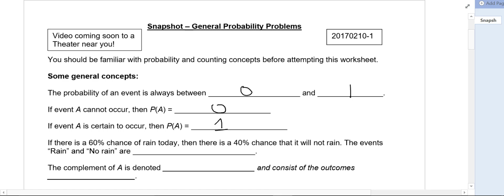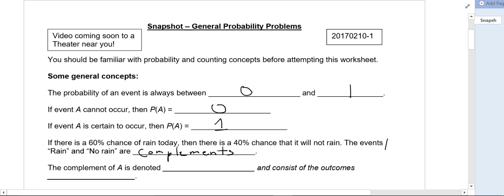Suppose there's a 60% chance of rain today. Then there is a 40% chance that it will not rain. The events rain and no rain are what is referred to as complements. They are complements. That is opposite. Exactly one of them or the other one will occur, right? It's either going to rain or it's not going to rain. When two events are opposites, like we're saying here, they're referred to as complements.